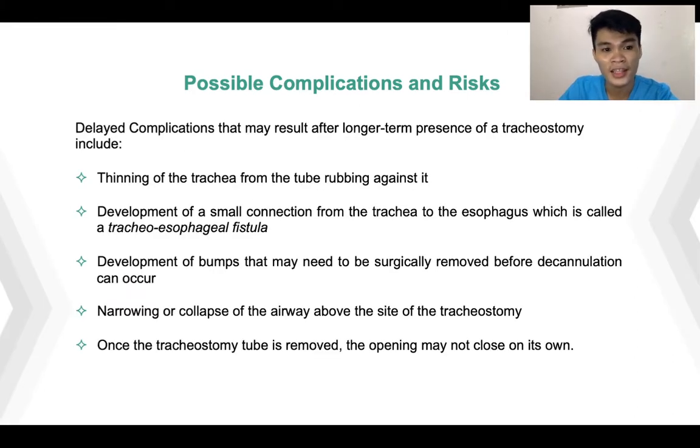Next are the delayed complications that may result after a long-term presence of a tracheostomy, which include thinning of the trachea from the tube rubbing against it. Another is the development of a small connection from the trachea to the esophagus, which is called a tracheoesophageal fistula. Another is the development of bumps around the decannulation site that may need to be surgically removed. Another is narrowing or collapse of the airway above the site of the tracheostomy. Another one is that once the tracheostomy tube is removed, the opening may not close on its own.